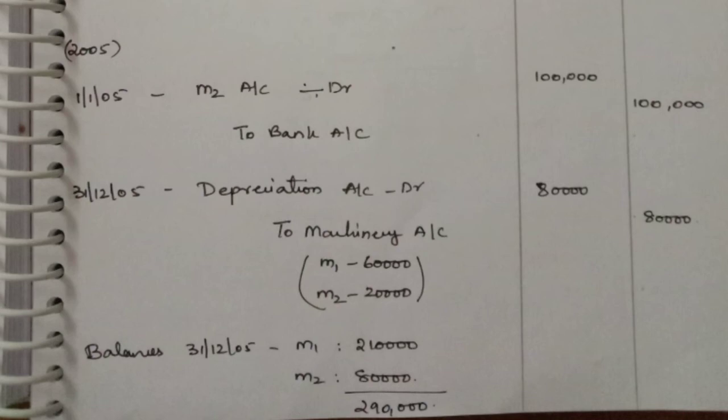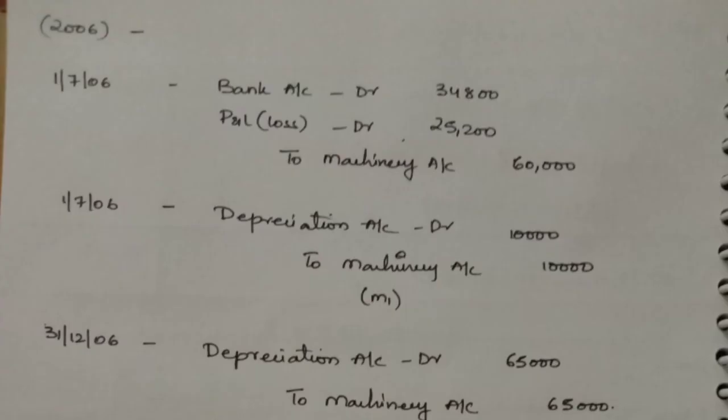Okay, in the year 2006, what are the journal entries? As on 1st January 2006 there are no transactions. So on 1st July 2006 you are selling the machinery. What is the cost of the machinery you are selling? That is 60,000. If you see the working note you will get the 60,000 and how we have calculated it. So bank account debit, what we are receiving, that is 34,800. Profit and loss account debit, we are incurring a loss of 25,200. To machinery account 60,000. These figures you will get from the working note.